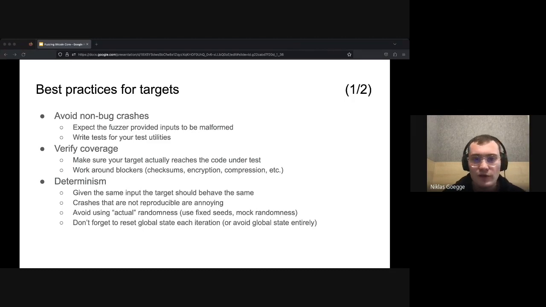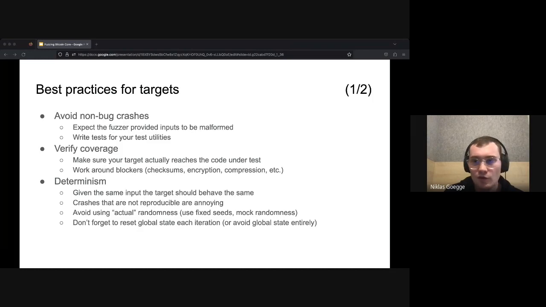The next thing, you should verify coverage. If you're fuzzing something, then make sure that, after you've written the target, the fuzzer is actually able to reach into the part of the code that you want to be fuzzed. A specific example where this could not be the case is if there are checksums or encryption or compression. These are things a fuzzer cannot magically guess or get right. If your program requires a signature, then your fuzzer can't come up with a signature for some random public key. So in those cases, you need to work around blockers like that to make the fuzzer able to actually get to the code that you want to fuzz.